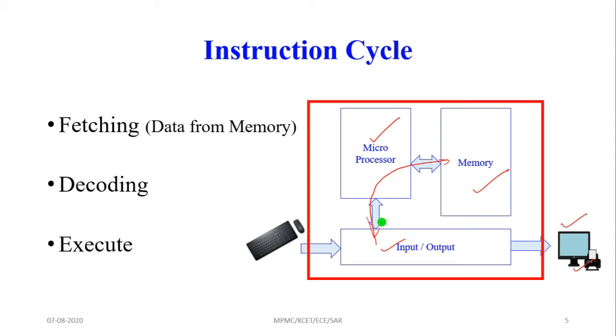Whenever you want the data or the program, first our instruction goes to the microprocessor. Then the microprocessor gives the instruction to the memory, and then the data or program can be fetched from the memory. This is the fetching. The next one is decoding. What is meant by decoding? We will discuss that in an upcoming slide. The final one is execute.